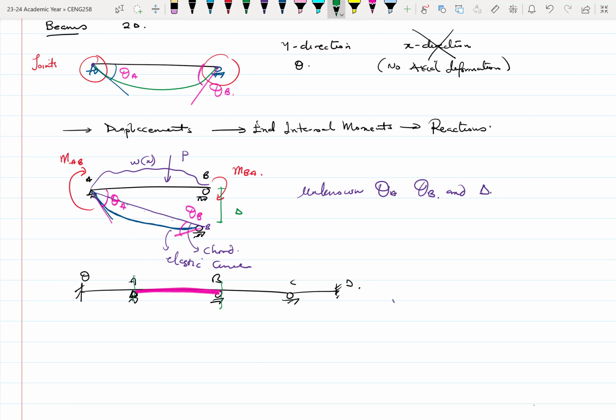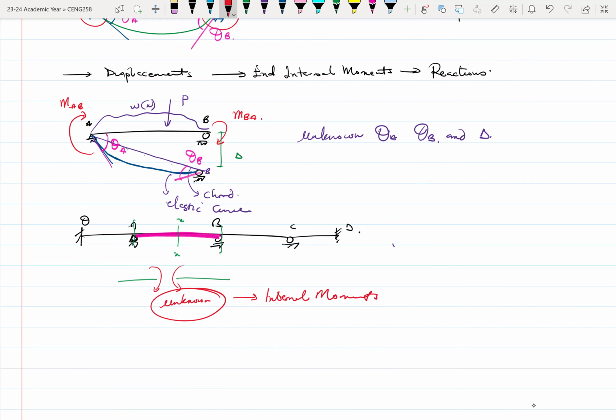Anytime you cut your beam, say at XX, you have these moments. These moments here are unknown, and we need to find them. These are the internal moments, and that's what I have here as MAB and MBA. So we write the slope deflection, the displacements theta A, theta B, and delta in terms of these end moments, MAB and MBA, and as many as we can have.